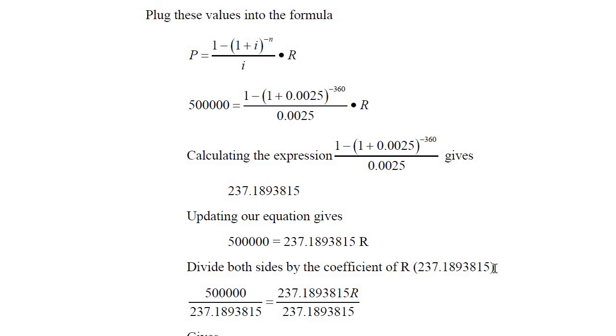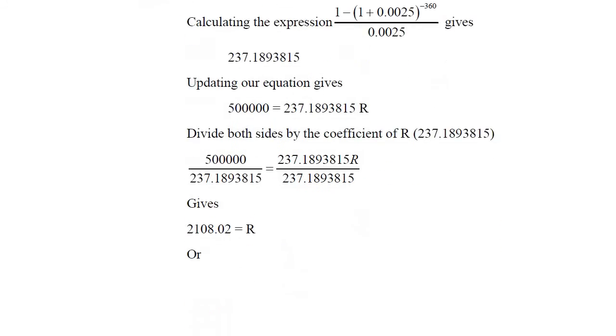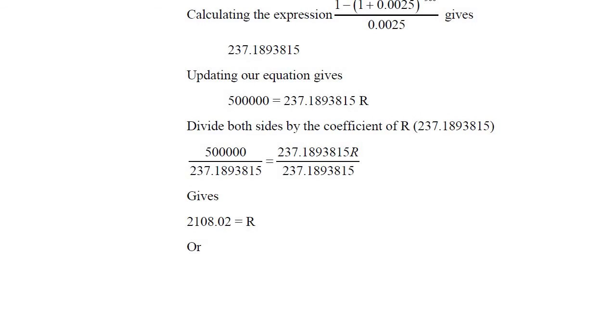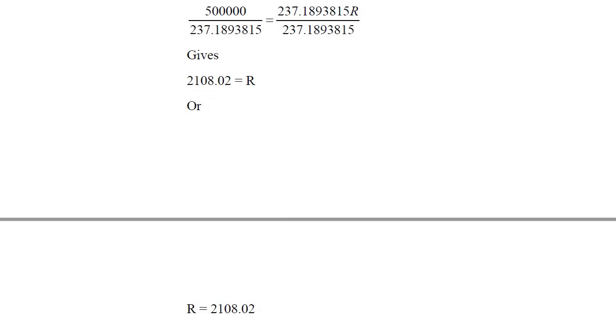To solve for R, we divide both sides by the coefficient. Dividing both sides by the coefficient is going to give us $2,108.02 for R, or you can also rewrite that as R is equal to 2,108.02.